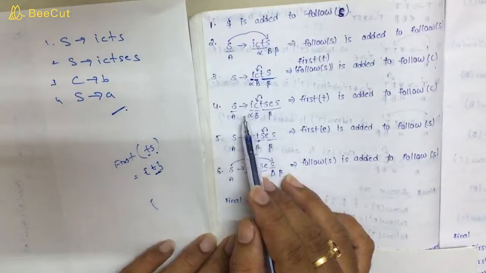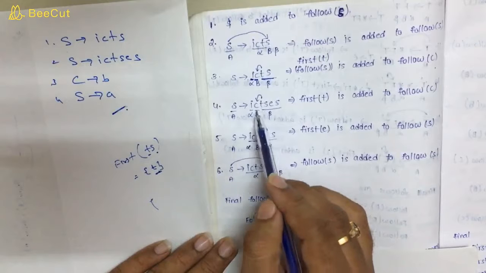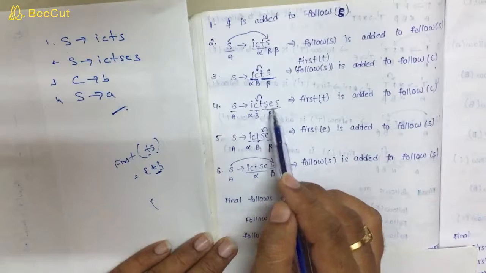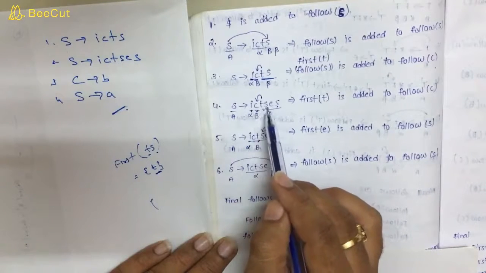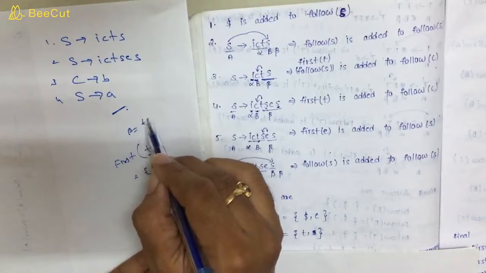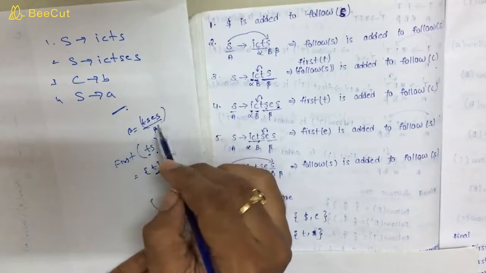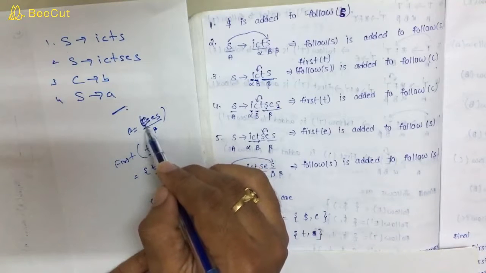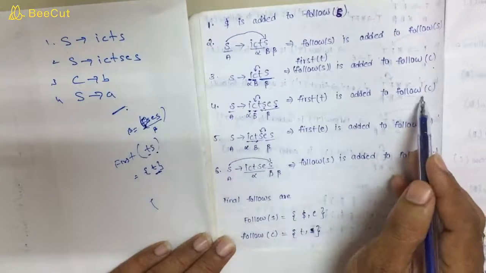Suppose we take the second production, S tends to ICTSES. We have to assume that B may be C or S, so we have three different cases, since S may be the first S or the second S. I assume I is alpha, B is C, and beta is TSES. Then find the first of beta. The first occurrence of a terminal is what we write, so the first of T is added to the follow of C.